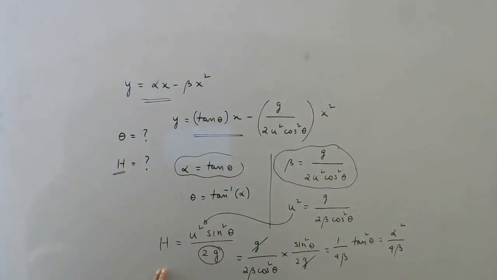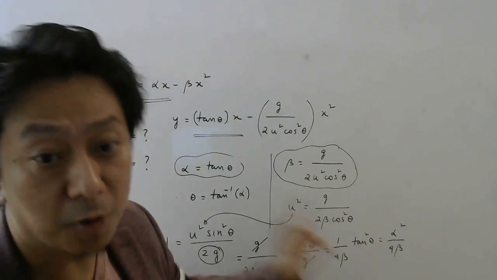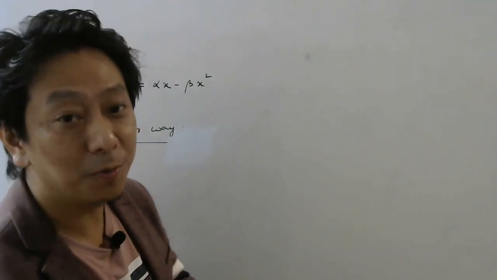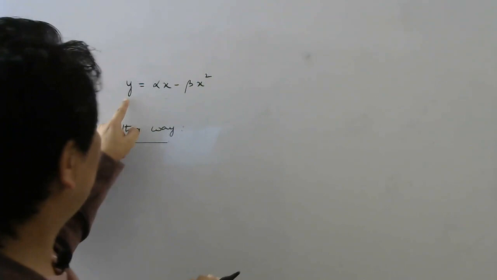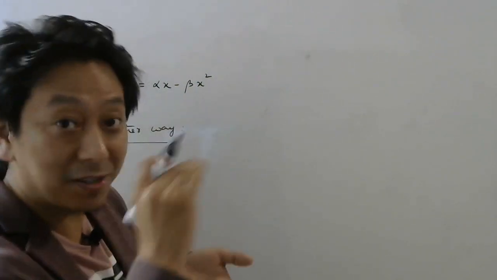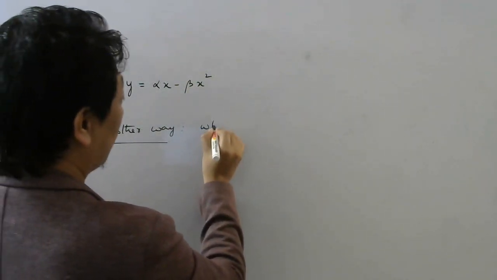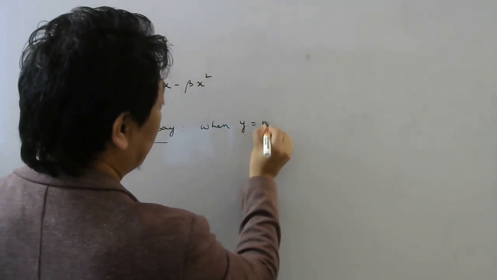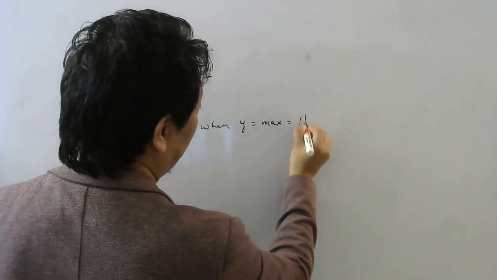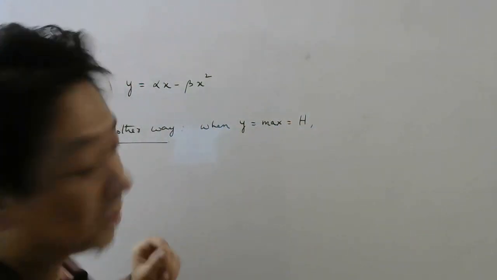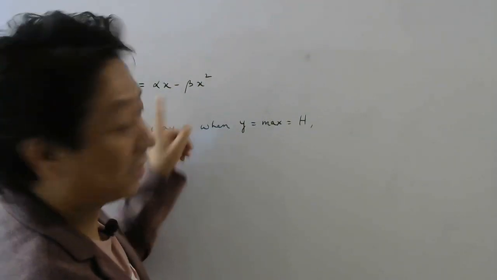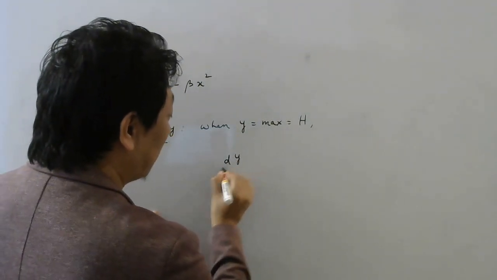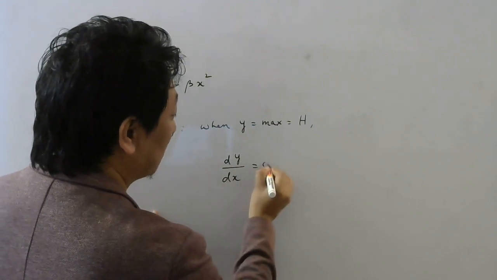So what is the maximum height? Alpha square by 4 beta. Now there is another way to find the maximum height. Remember, they told y is your vertical distance. So when the height is maximum, this vertical distance y will be maximum, right? So when y is maximum, which is nothing but capital H, you know from calculus that whenever a function is maximum for a given value of x, then at that point your derivative dy by dx should be 0, isn't it?